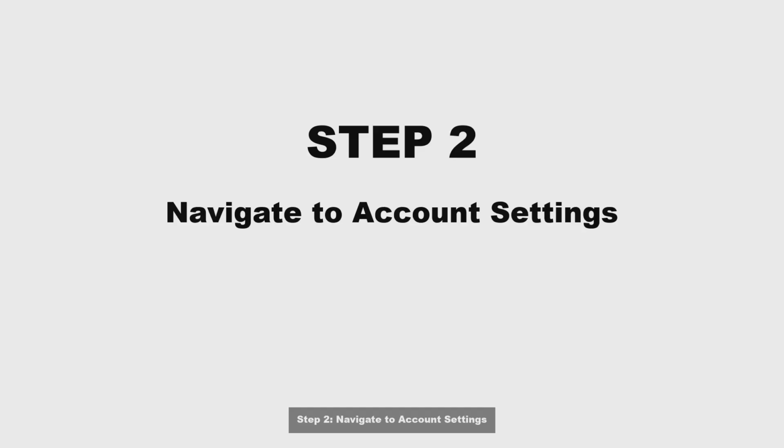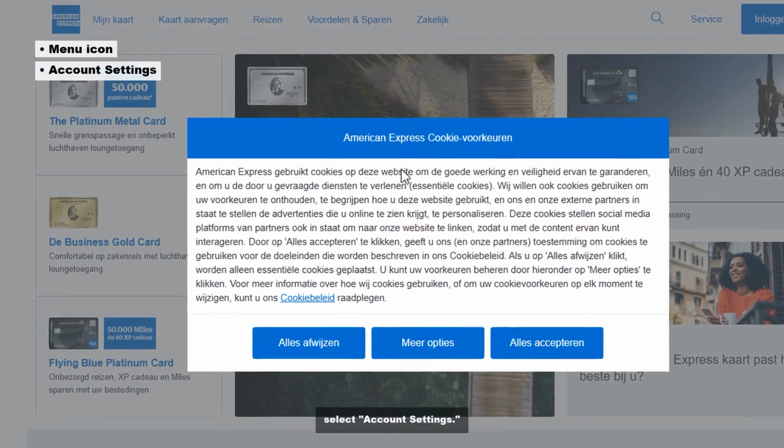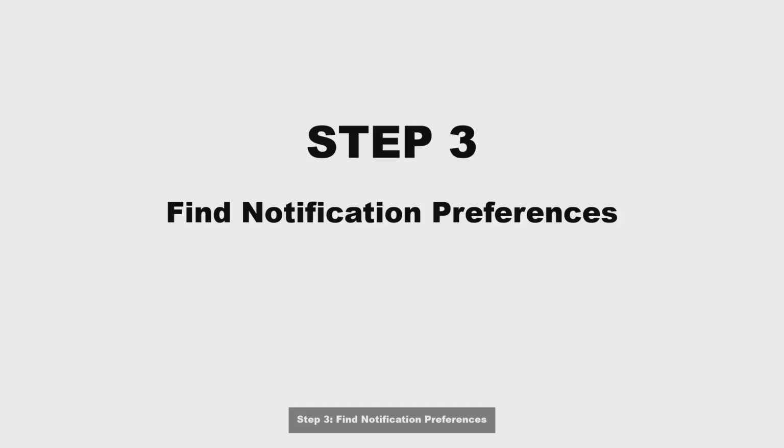Step 2. Navigate your account settings. Once you're in the app, tap on the menu icon, usually located in the top left corner, and select Account Settings.